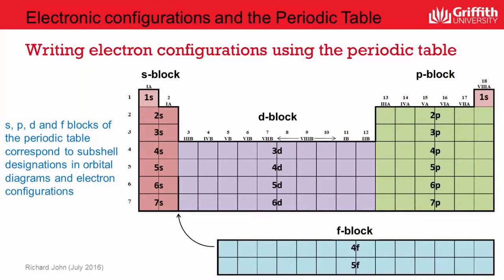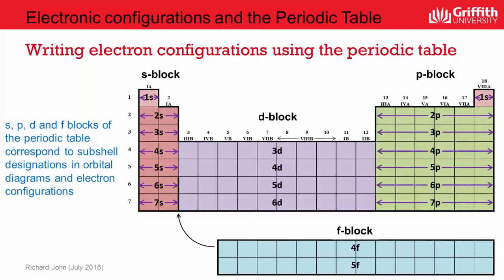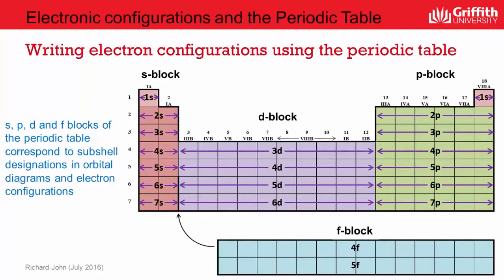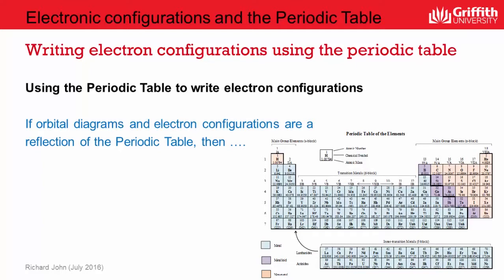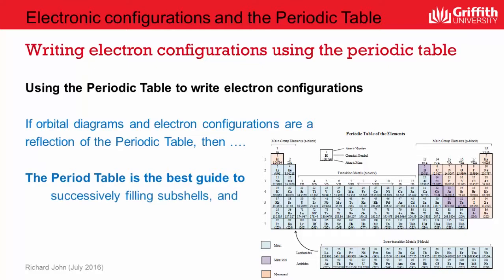Now, we've already seen how the S, P, D and F blocks of the periodic table correspond exactly to the subshell designations in orbital diagrams and electron configurations, and we can even break these blocks up into subblocks, if you like, corresponding to individual subshells: the 1s, 2s, 3s, 4s subshells, and also the 2p, 3p, 4p subshells, the 3d, 4d, 5d subshells, and finally the 4f and 5f subshells. So if the periodic table is actually a different representation of orbital diagrams and electron configurations, then maybe the periodic table is therefore the best guide to both successively filling subshells and to writing electron configurations.